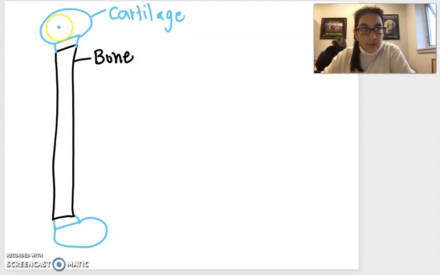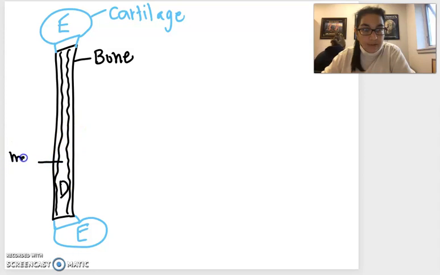So in the cartilage, this is something you already know. It's called the epiphysis. And in black, we call that the diaphysis. Now, remember, the shaft of a long bone is not solid. It actually has a rough surface and an opening in the middle. So this is a rough inner surface, and the opening in the middle is the medullary cavity.